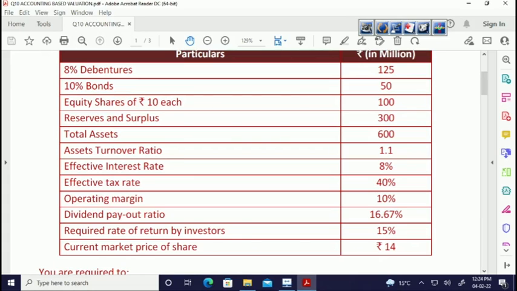Now in this class a student is sitting by my side, so he's doing the calculation. So 52 is the PBT. Now what's the tax rate? The tax rate is 40%, so 52 into 0.6 is the PAT, 31.2. And what's the payout ratio? 16.67%. So 31.2 into 16.67% is 5.2. So 5.2 is the dividend. So retained earning is 31.2 minus 5.2, which is 26. That's the income statement.